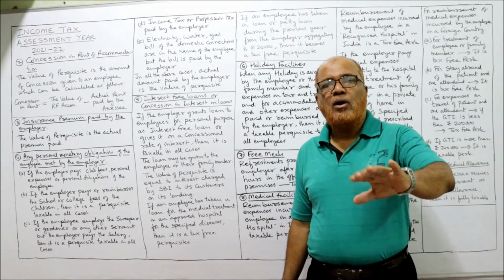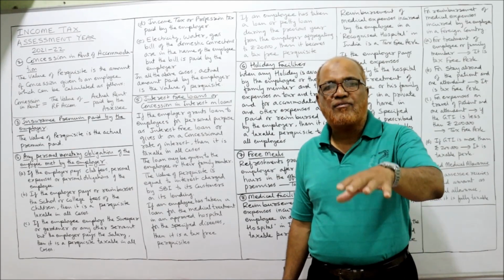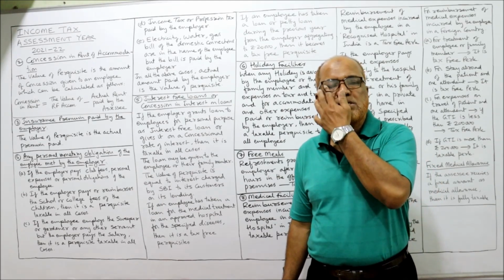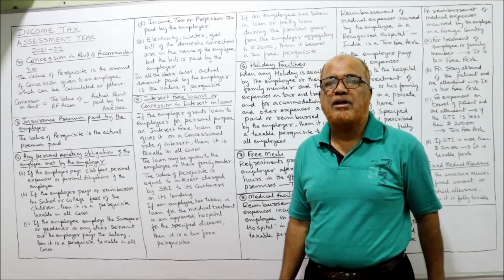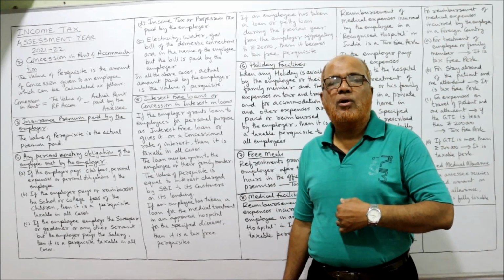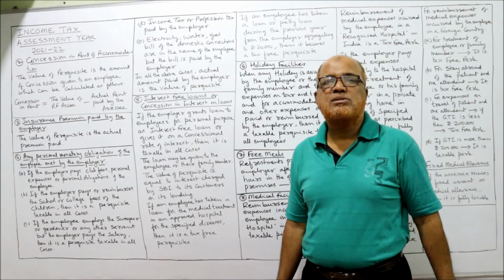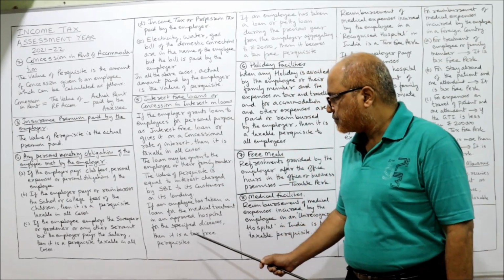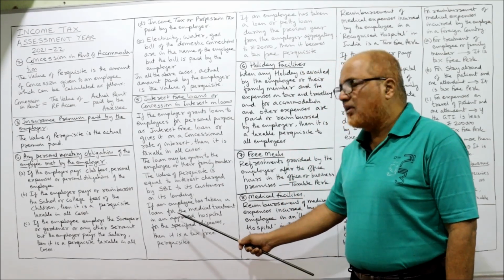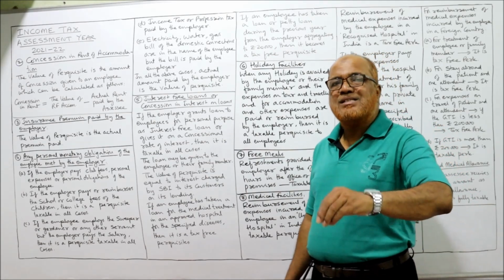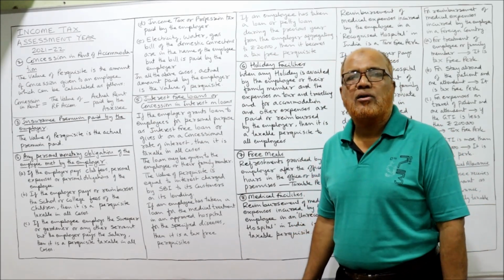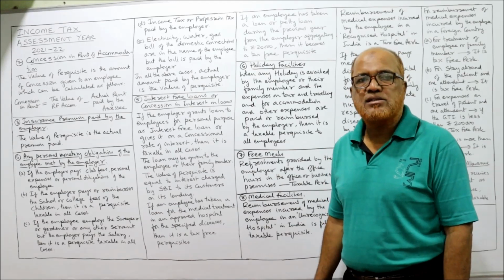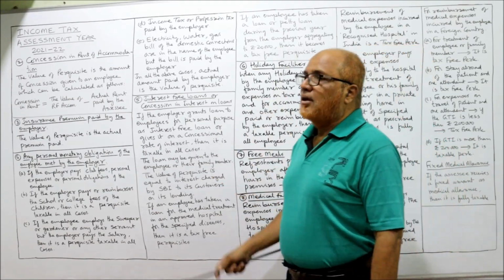If the employee or their family member are suffering from those diseases and the employee is getting the treatment in an approved hospital, then whatever amount is paid by the employer is tax free. Whatever loan is given by the employer to the employee, that is not at all taxable, not a taxable perquisite.